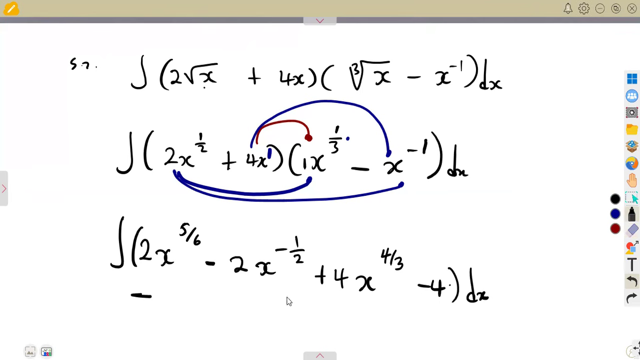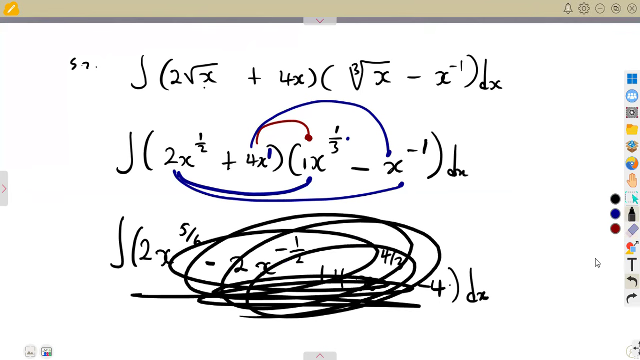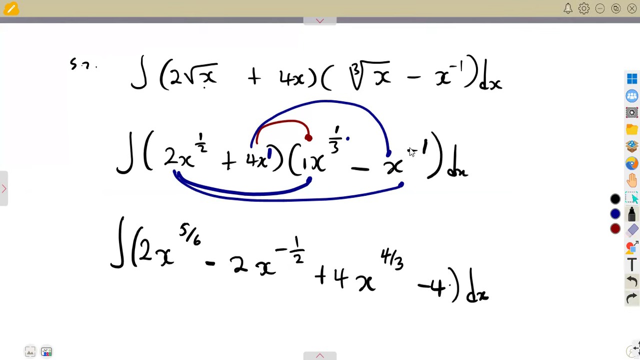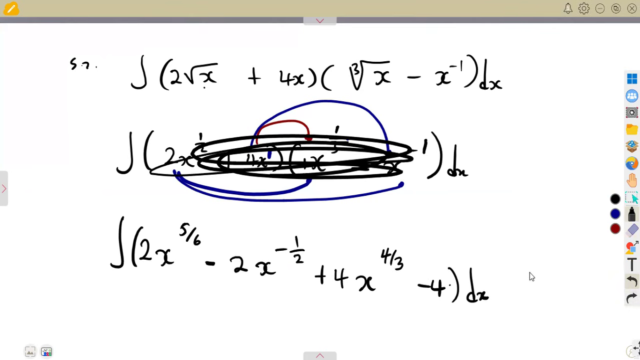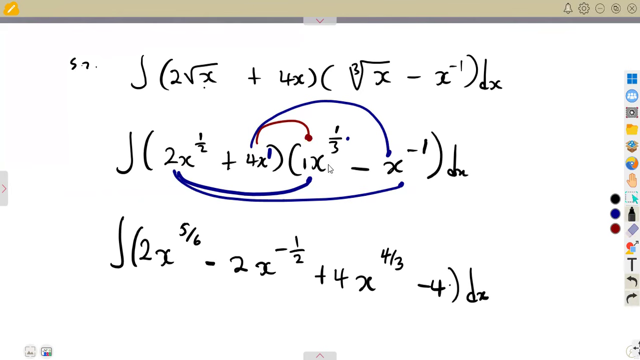Now we can integrate. We are used to these. So the first part was to simplify first, expand brackets.